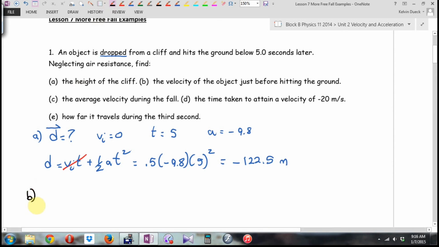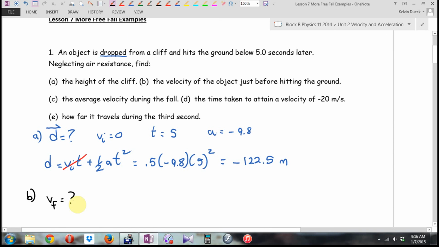Part B. What's B want me to find? Vf. Did I list everything on the line above? Then, Kyle, I'm not going to reread it. If I had turned the page, I might relist everything, but since it's sitting right there.